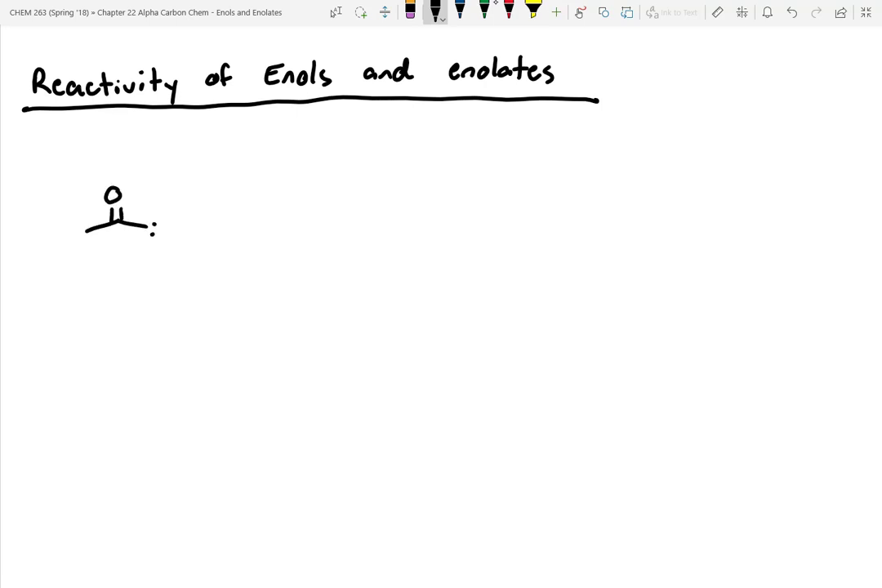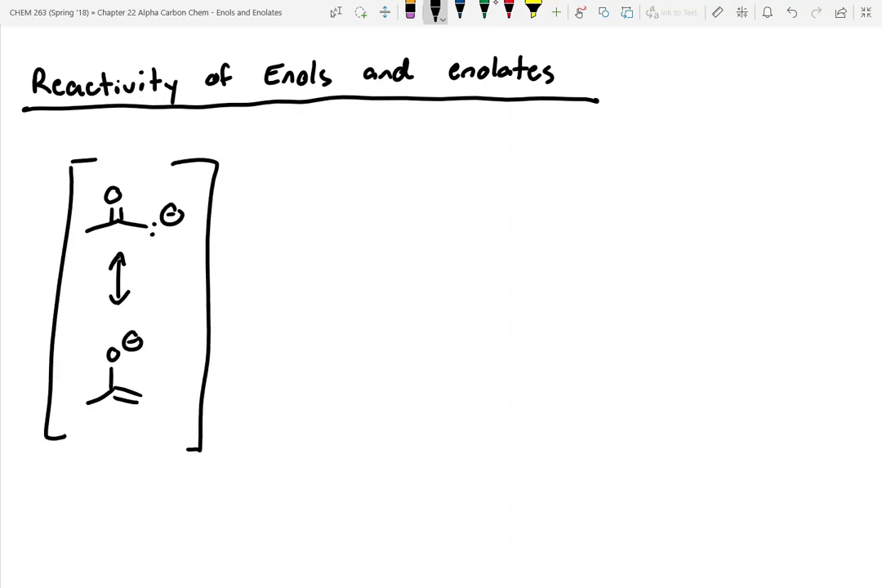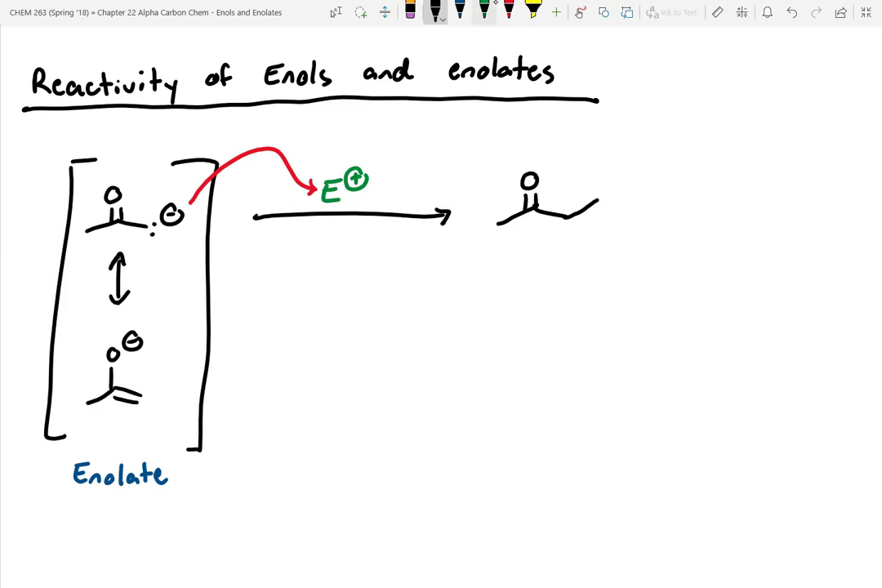I'm first going to do an enolate, and just like we saw previously, you've got a resonance structure where you can delocalize the negative charge onto the upper oxygen. So this was our enolate. One of the more common reactions you can see is where you have some sort of electrophile, and I'll just draw this as a green E plus as an electrophile. And this carbon can attack your electrophile, resulting in the electrophile having a new bond to that carbon right there.